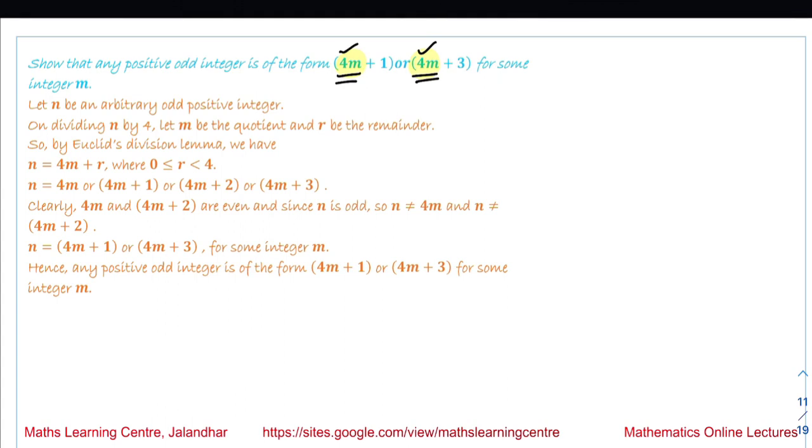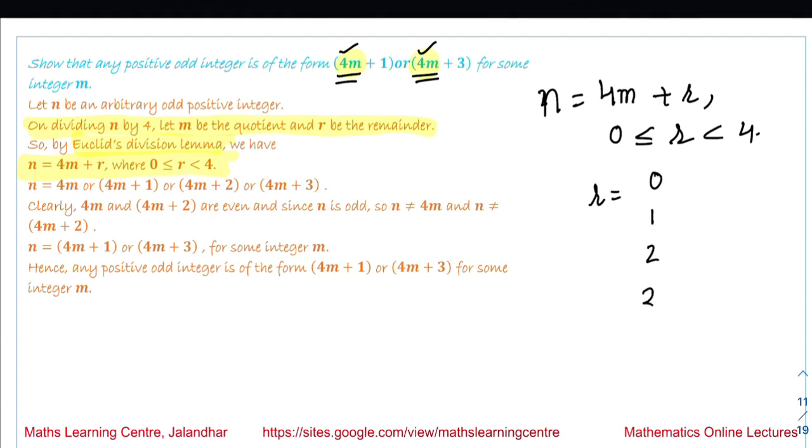So let n be an arbitrary odd positive integer. Then on dividing n by 4, let m be the quotient and r be the remainder. This statement is coming from Euclid's division lemma, that we will have two numbers m and r such that n is equal to 4m plus r, where 0 is less than or equal to r is less than 4. It means the values of r that we have are 0, 1, 2 and 3.